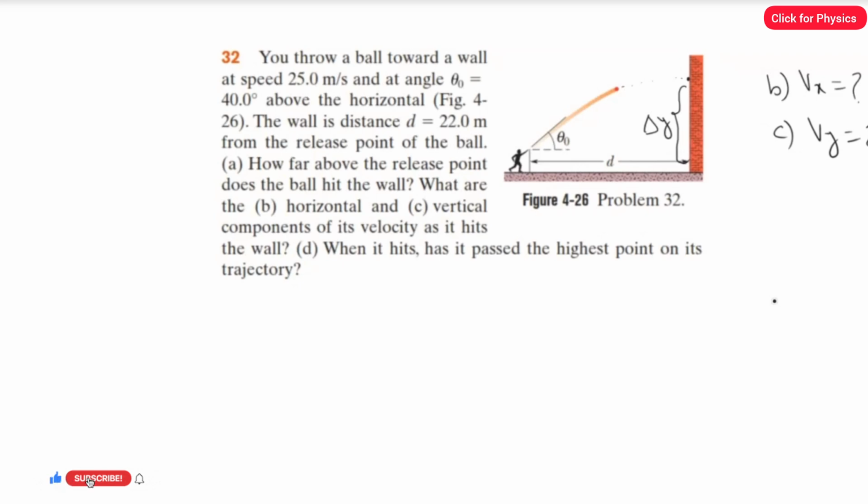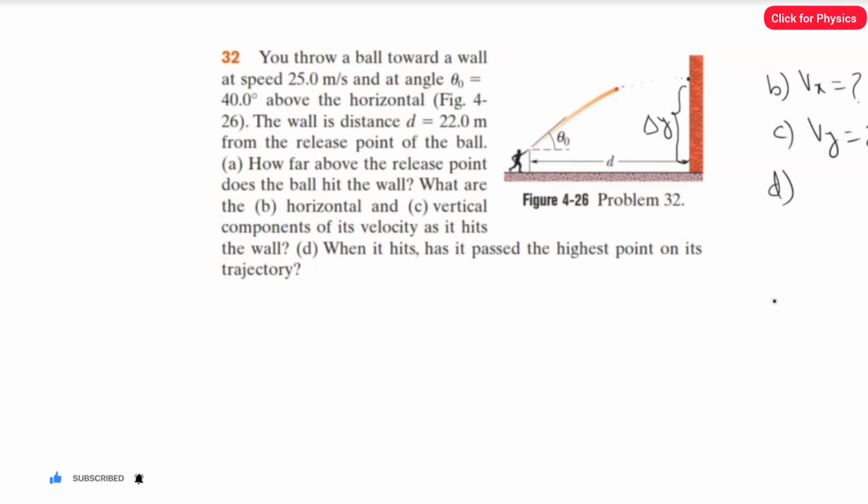And in the D part, that is our fourth question, when it hits, has it passed the highest point on its trajectory? So we have to answer this D part after we get the answer from C part, because it exactly depends on the answer we get from part C. So let's answer one by one.